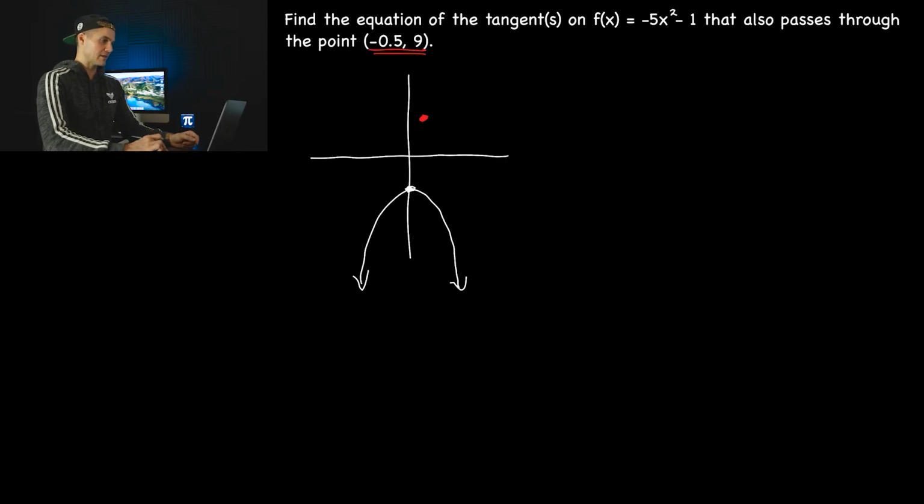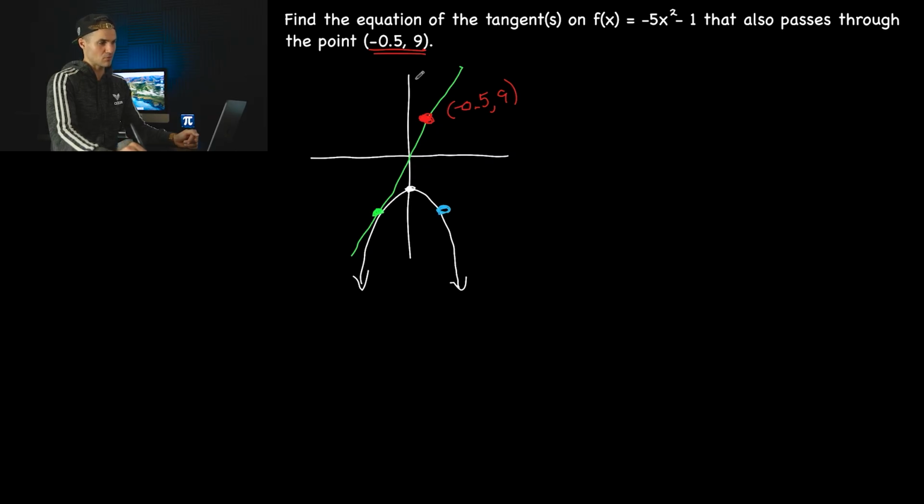And so what we have to do is find the equation of a tangent that's tangent to this function. So it's going to be a line that's tangent to the function, but also goes through that point. Let's maybe make the point a little bigger, like that. So it has to be tangent to this function, and it also has to go through this point, negative 0.5 and 9.